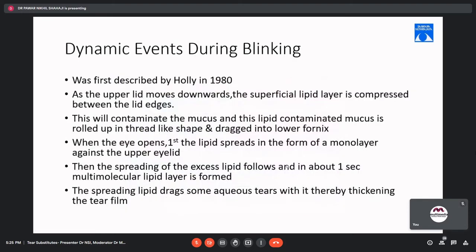So the dynamic events during blinking were first described by Holly in 1980. As the upper lid moves downward, the superficial lipid layer is compressed between the lid edges. This will contaminate the mucus, and this lipid-contaminated mucus is rolled up in a thread-like shape and dragged into the lower fornix. When the eye opens, first the lipid spreads in the form of a monolayer against the upper eyelid, then the spreading of the excess lipid follows, and in about 1 second, a multimolecular lipid layer is formed. The spreading lipid brings some aqueous tears with it, thereby thickening the tear film.